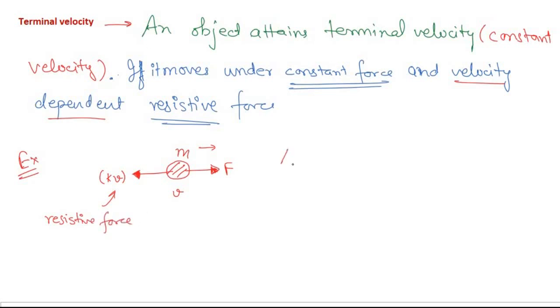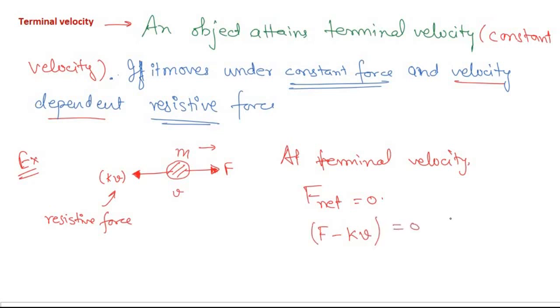At terminal velocity, which I introduced in the second lecture, the net force is equal to 0. So here the net force is F minus kV, and this is equal to 0. So the terminal velocity V terminal is equal to F by k. So this was an example of terminal velocity.